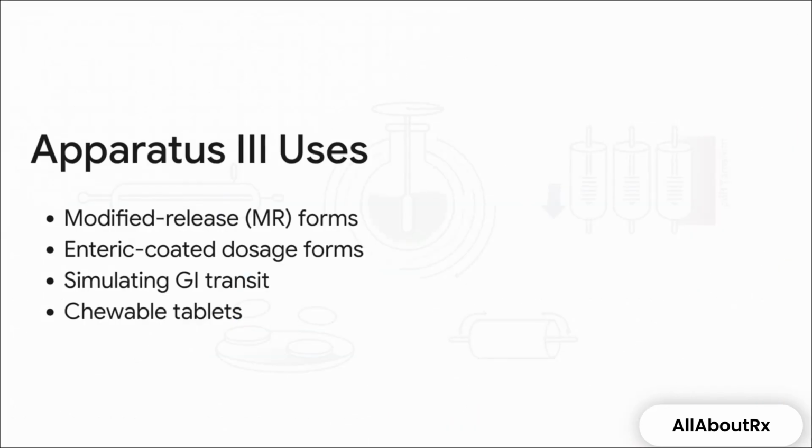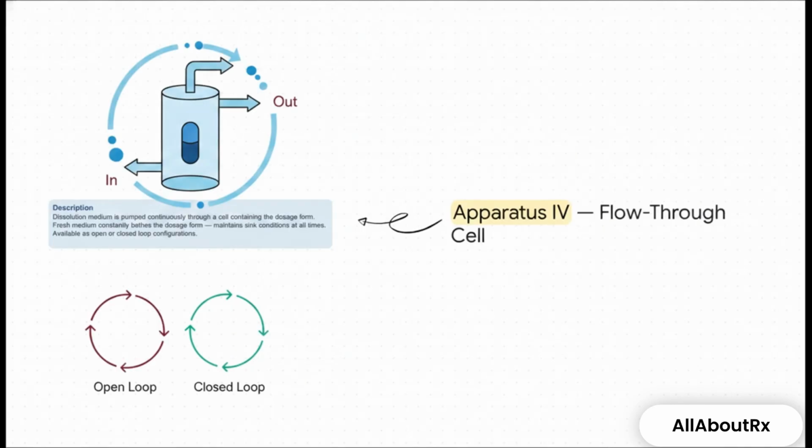Because we can change that medium mid-test, it's ideal for simulating GI tract transit with sequential pH changes. Imagine a drug moving from the highly acidic stomach right into the more basic intestines. This apparatus mimics that transition beautifully. So naturally, it's your go-to for modified release formulations, enteric-coated dosage forms that have to survive that harsh stomach acid, and chewable tablets. Next up is Apparatus IV, the flow-through cell.